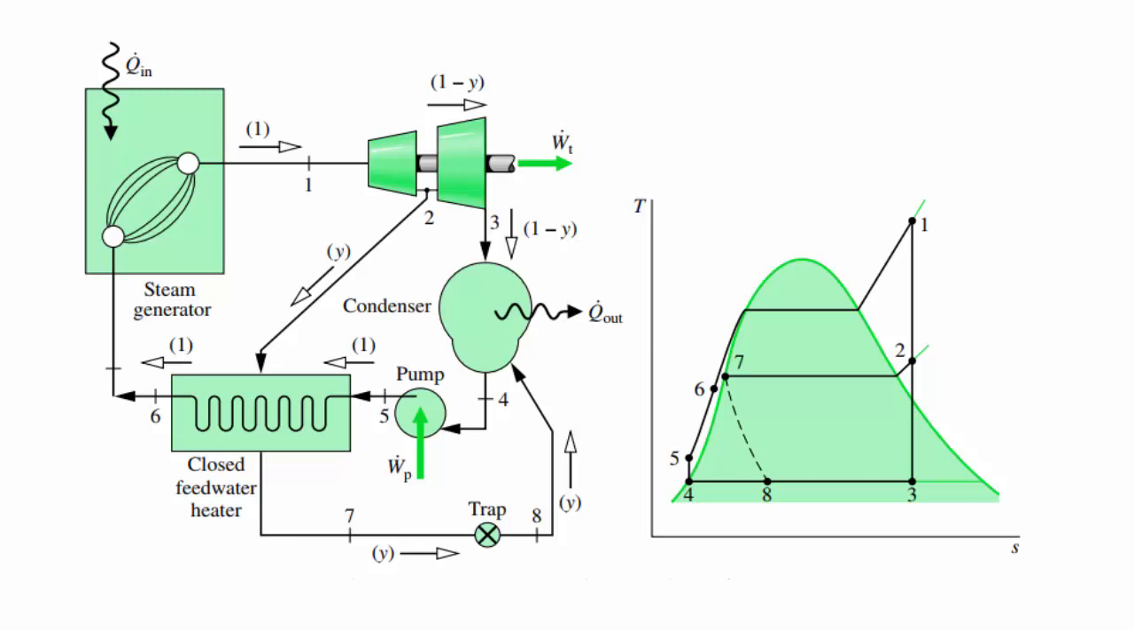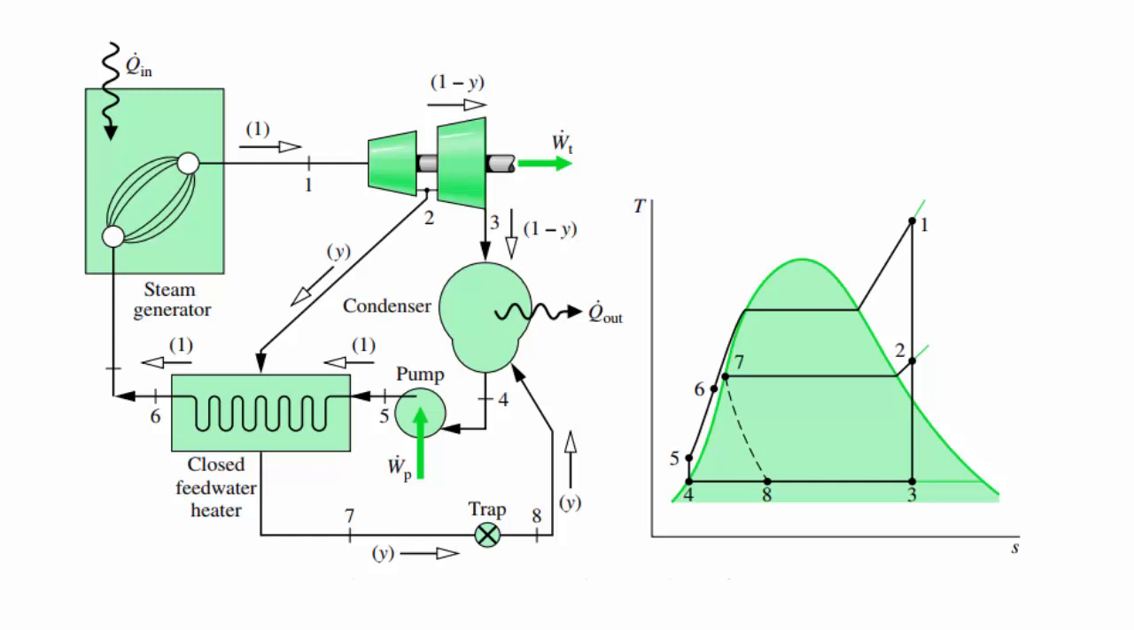So as this water goes into the condenser, it goes from the stage 4 to stage 5, which is of the pump, and again it goes from this closed feed water heater tubing and into the boiler. Now the TS diagram is different from the open feed water heater.